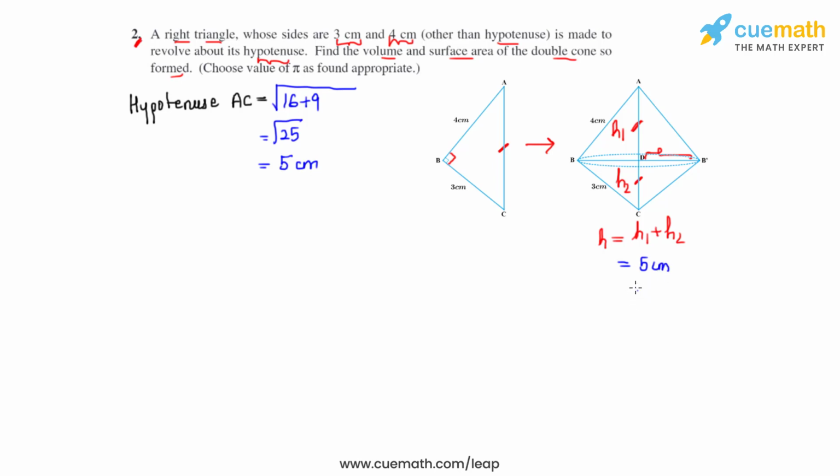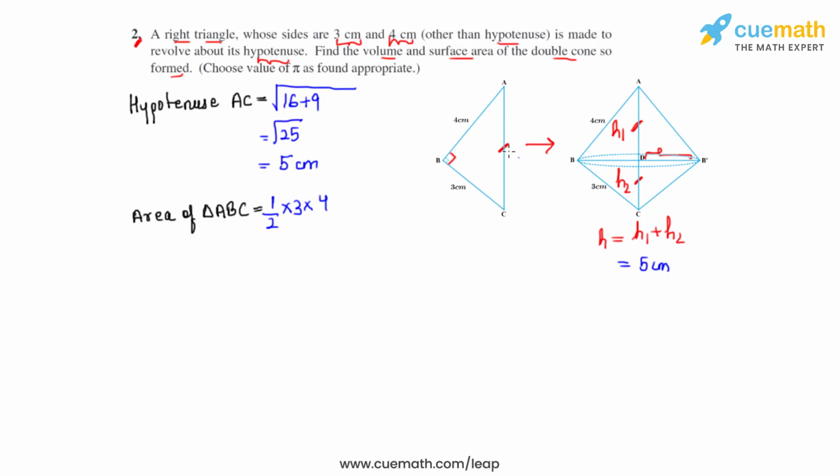centimeters. So we can now write in place of H1 plus H2, 5 centimeters. The next part that we have to do is to find the common radius for both the cones so that we can find its volume and its surface area. So we'll first find the area of triangle ABC. We can find it with the formula half into base into height. We can take 3 centimeters as the base and 4 centimeters as the height. So this is the area of triangle ABC.